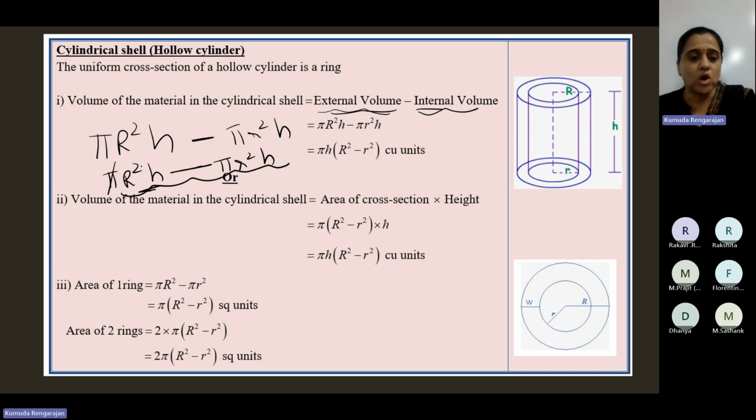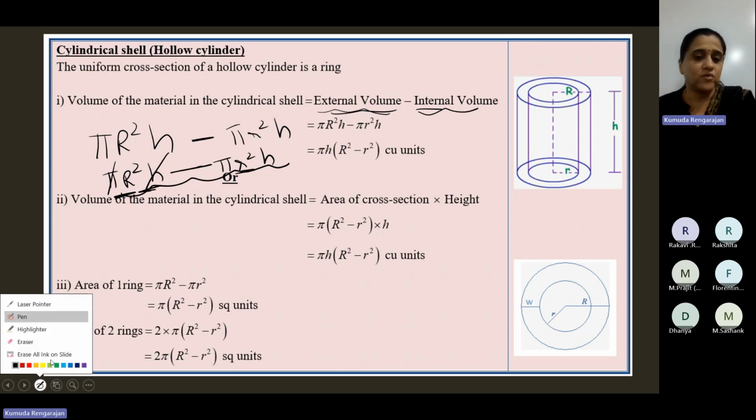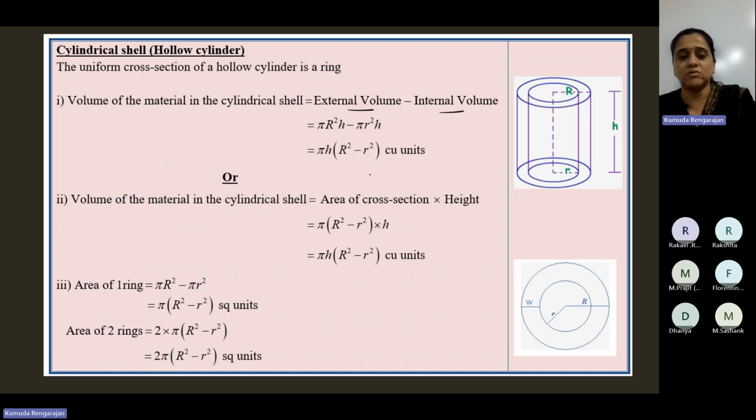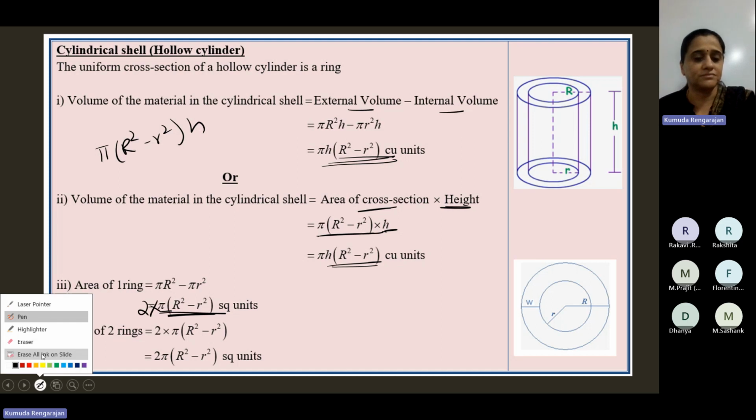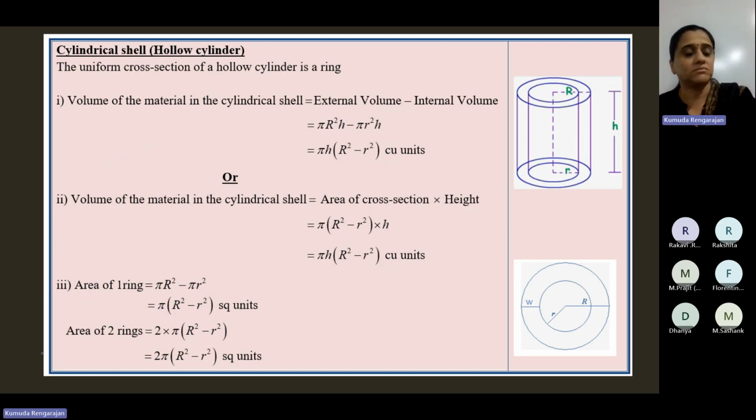So you can take pi h common and you'll get capital R square minus small r square. So you can understand this formula as external volume minus internal volume. That way also you can get the formula, or area of the uniform cross section into height, pi capital R square minus small r square into h. Anyway, it's multiplication everywhere, so you can write it like that. Area of the ring is this one, pi R square minus r square. Two rings will be into 2, 2 into pi R square minus r square. Correct?